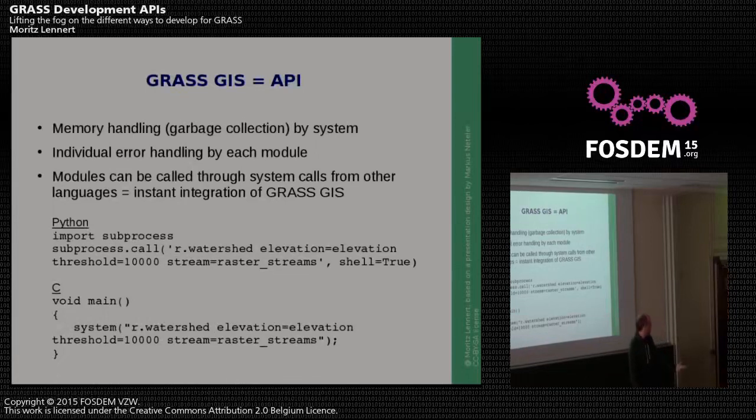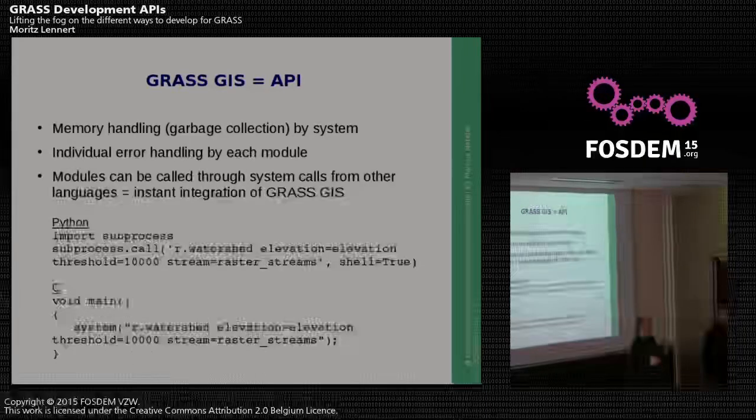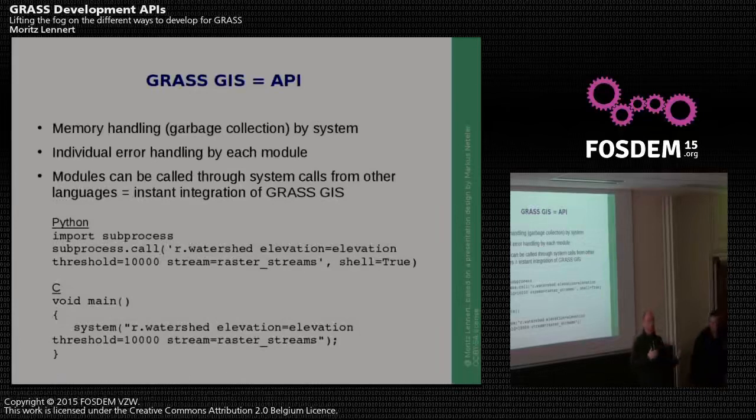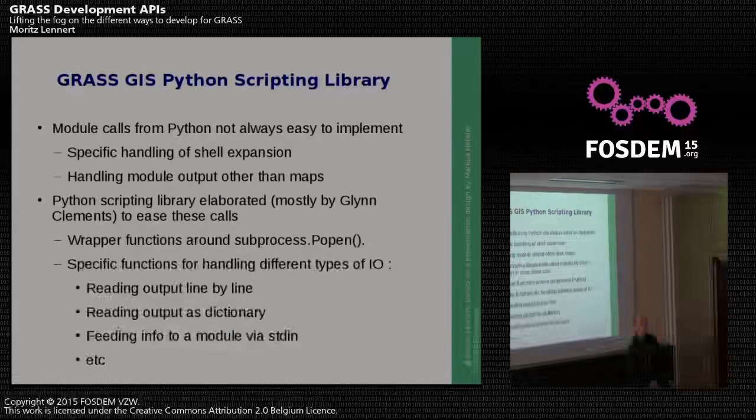And actually you can call GRASS and the modules through any language that can do system calls. Here you see two examples, in Python and in C. So if you want to, you can integrate calls to GRASS modules within an application that you write in any program in any language. So this is one way to program in and for GRASS.